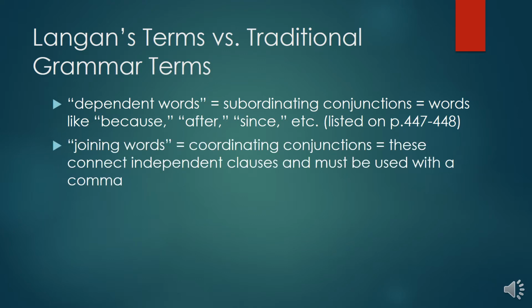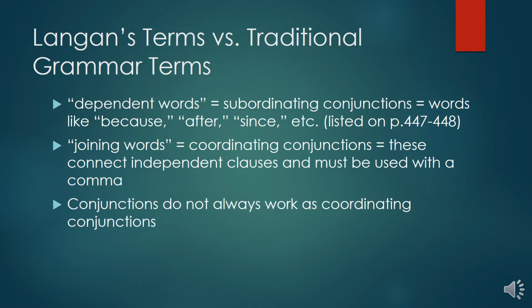What he calls joining words are coordinating conjunctions. The word joining is pretty similar to coordinating and expresses the idea of connection and bringing two things together. Coordinating conjunctions, or what he calls joining words, connect independent clauses, and these have to be used with a comma. So if you're going to connect one independent clause, which has a subject and verb and can stand alone, to another independent clause, there needs to be one of these coordinating conjunctions in between as a connector, or sometimes you can also do that with punctuation like a semicolon. But if there's going to be a coordinating conjunction, there also needs to be a comma.